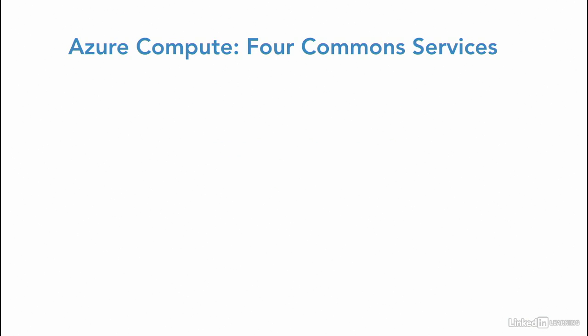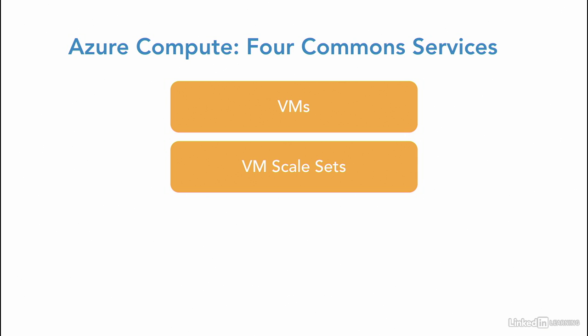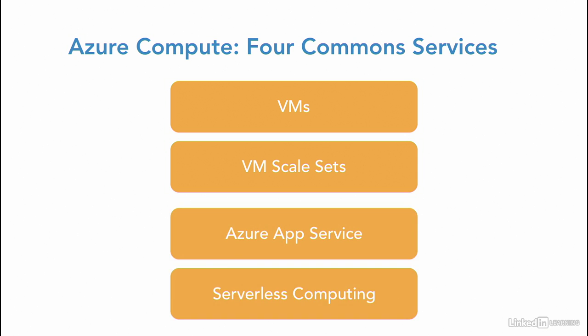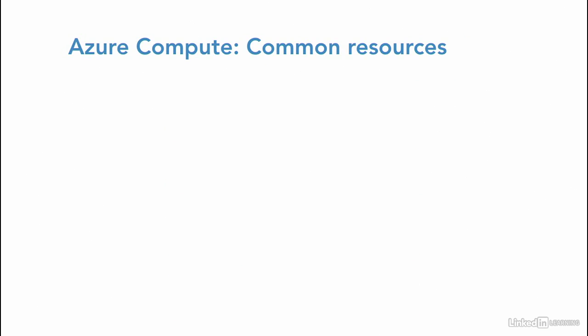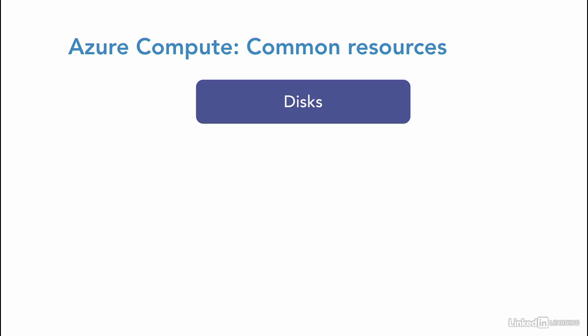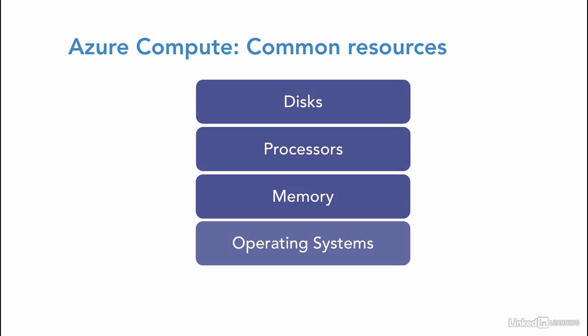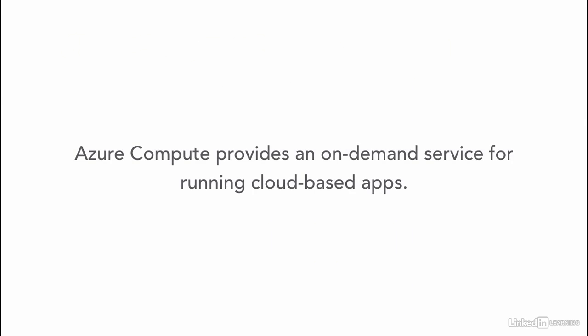There are 4 common services for Azure Compute. Those are virtual machines, virtual machine scale sets, Azure App Services, and serverless computing. Azure Compute provides the following compute resources: disk, processors, memory, operating systems, and networking. And Azure Compute is also an on-demand service for running cloud-based apps. We're going to explore each of the 4 services in a little bit more detail.